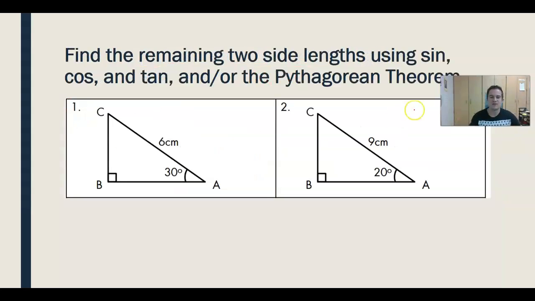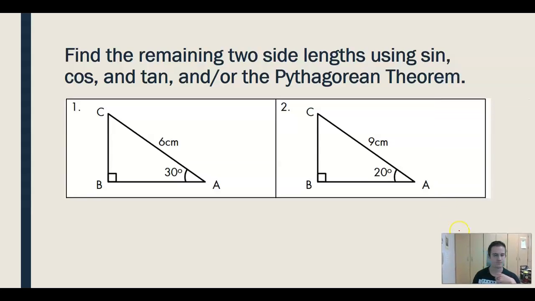Okay, here's an example of some problems. It says find the remaining 2 side lengths using sine, cosine, and tangent, and/or the Pythagorean theorem. So I'm just going to focus on finding one of the sides. So here I'm going to find this side. Here I'm going to find this side. Okay. So notice that I know one angle and one side, but I don't know this other side. This side is what I'm trying to find.